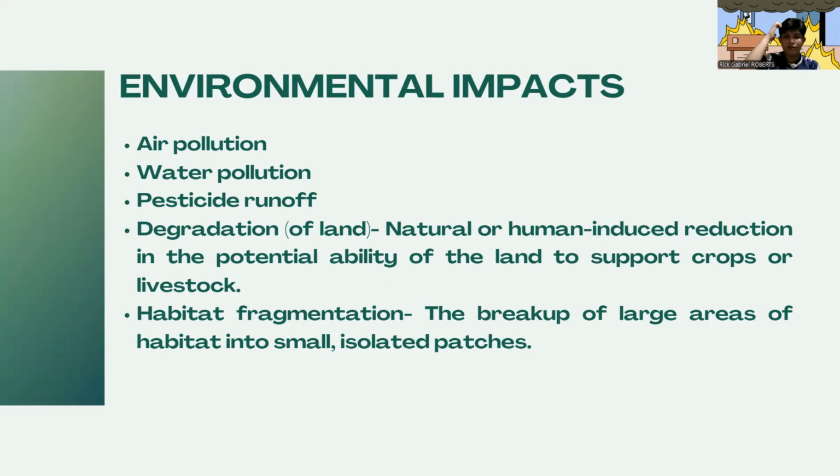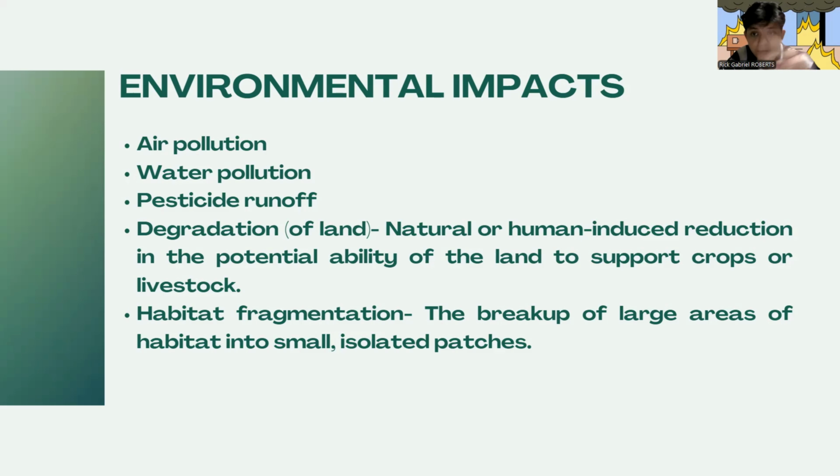Now, the expansion of modern agricultural and industrial activity has led to severe environmental impacts. For one is the air pollution. Farming activities such as burning crop waste and using machines release pollutants like carbon dioxide and methane into the air. Livestock also produce methane during digestion, contributing to greenhouse gas emissions and climate change.